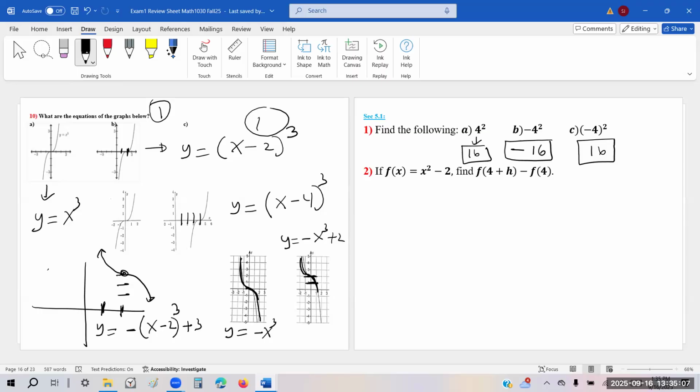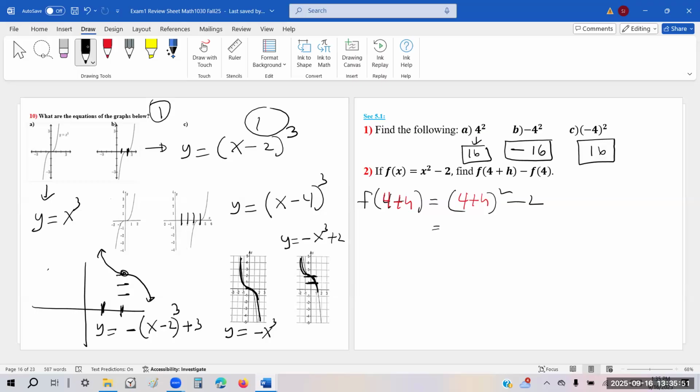The next one says find f of 4 plus h minus f of 4. And they gave us f of x. Are you plugging 4 plus h into the x? So you keep your original shape, but instead of x, you write 4 plus h squared inside the parentheses. And now do you distribute the power? No, I did FOIL. We cannot distribute the power.